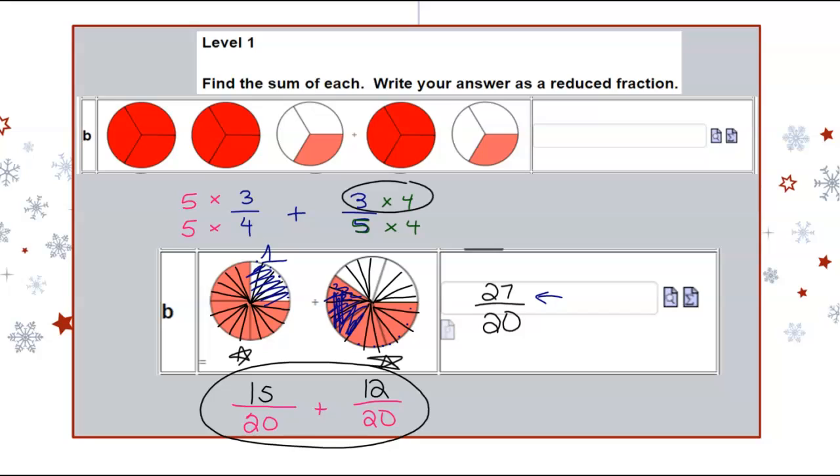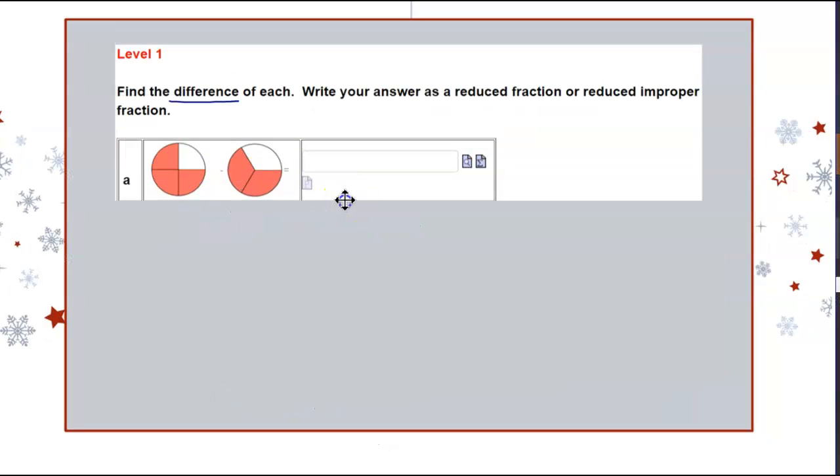This is really one whole and 7 out of 20 more pieces shaded. Now, Mobius will accept either answer, but you definitely need to put that plus sign for your mixed numbers. Our last example, we're finding the difference of each, so we're going to subtract these. And we're going to write our answer as a reduced fraction or a reduced improper fraction.